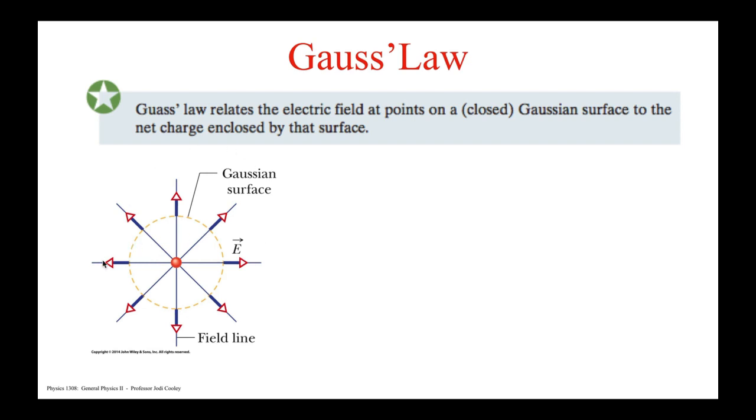So if we take a look at this example here, let's pretend that we have some enclosed point charge with electric field lines that are emanating from it. We might construct a Gaussian surface around this point charge in order to help us solve a problem. So let's say in this example that these field lines here represent a charge Q.